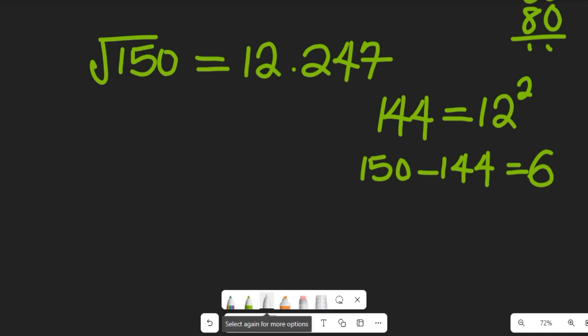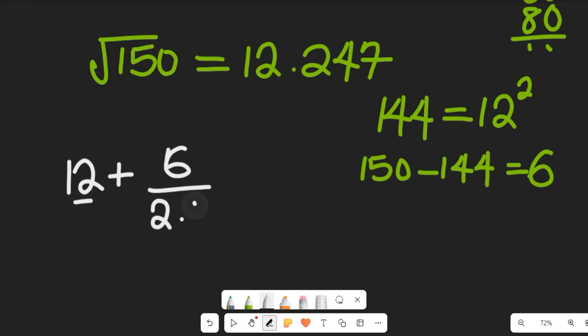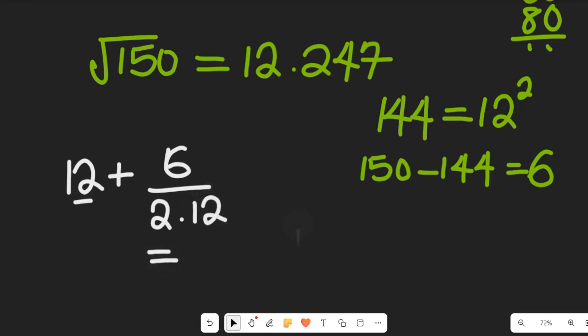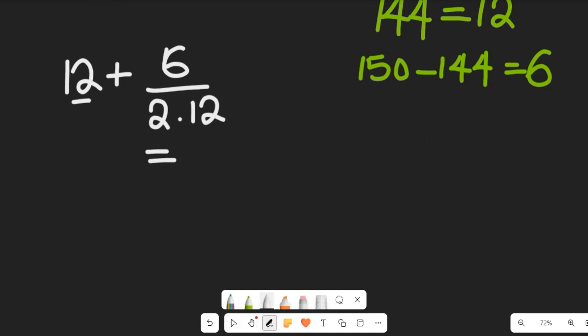So that value is going to give us 12 plus 6, right? Divided by 2, which is constant, multiplied by this, which is 12. So that expression will now give us 12 plus 6 divided by this times this. 12 times 2 is going to give us 24.